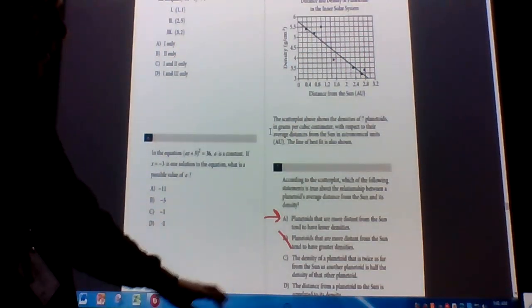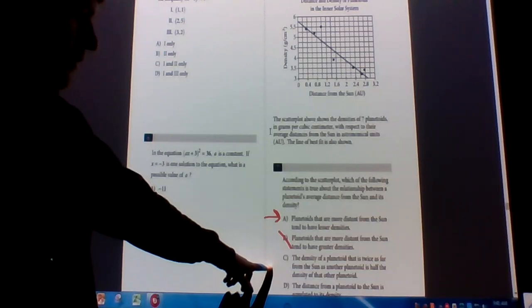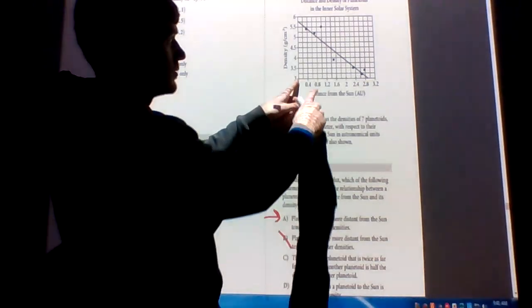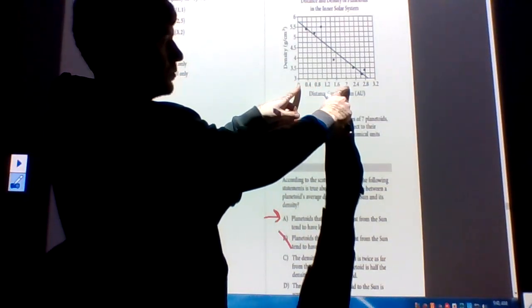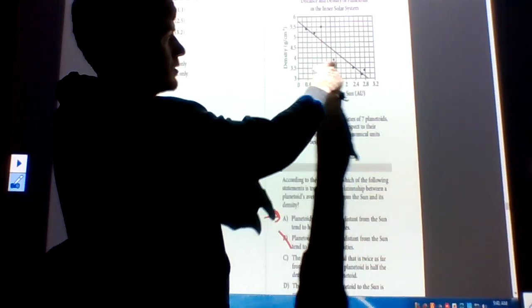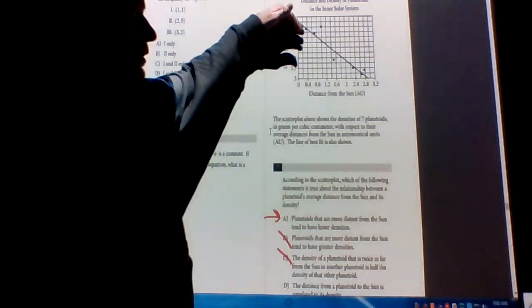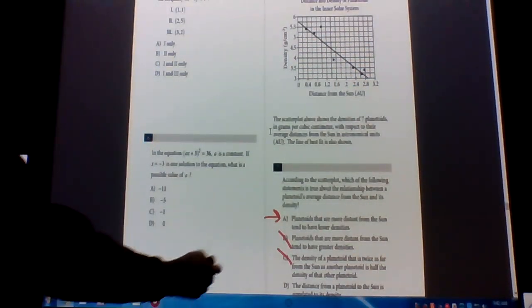C: the density of a planetoid that is twice as far from the sun as another planetoid is half the density of the other planetoid. So if we go twice as far from the sun, say from about 1 to 2, you'd be going from about 4.6 to 3.8, that's not half. And D: the distance from a planetoid to the sun is unrelated to its density. No, there's clearly a relation here. So it's definitely going to be answer choice A.